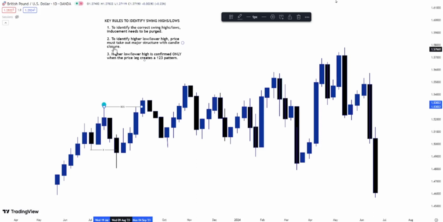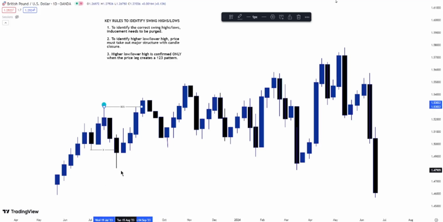But it's not enough for just rule number 2 to be fulfilled. Rule number 3 also needs to be fulfilled. And what is rule number 3? Higher low or lower high is confirmed only when the price leg creates a 1, 2, 3 pattern. Did it create a 1, 2, 3 pattern here? Take a look at it. Look at it carefully. All right? Did you find that? 1, 2, 3 pattern is needed.